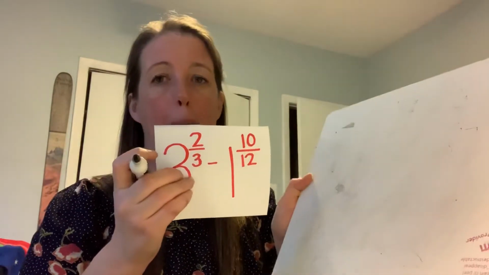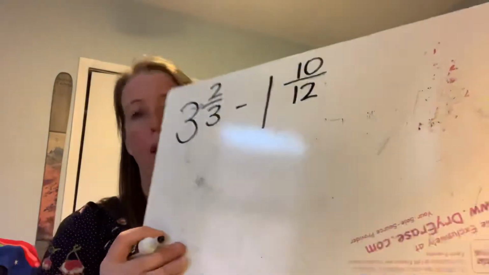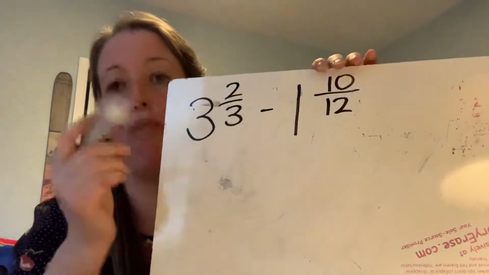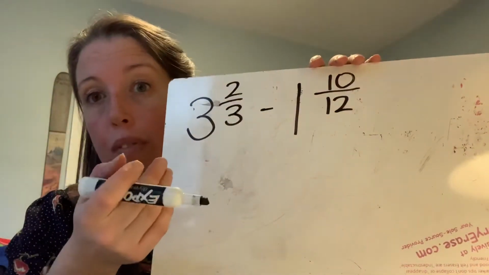So I have 3 and 2/3 minus 1 and 10/12. I'm going to write that on here. 3 and 2/3 minus 1 and 10/12. Now the other day we practiced flipping a mixed number into a fraction. Let's do that.